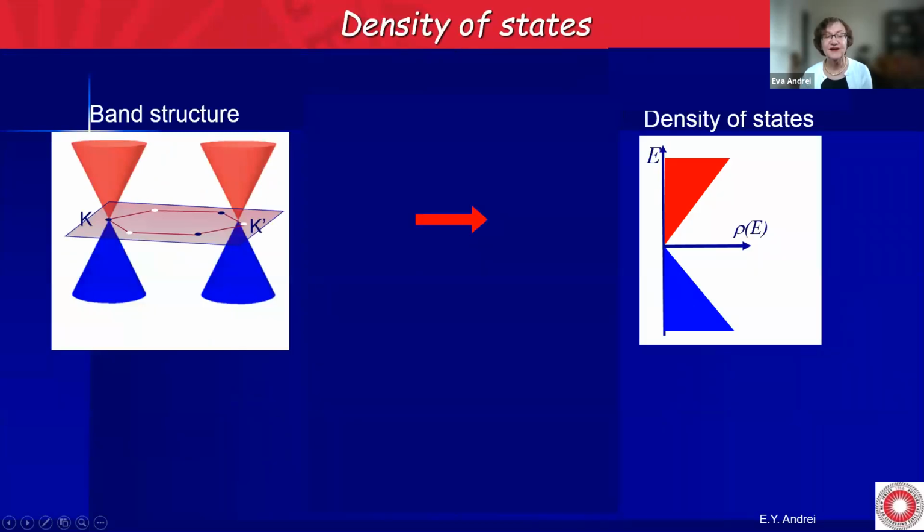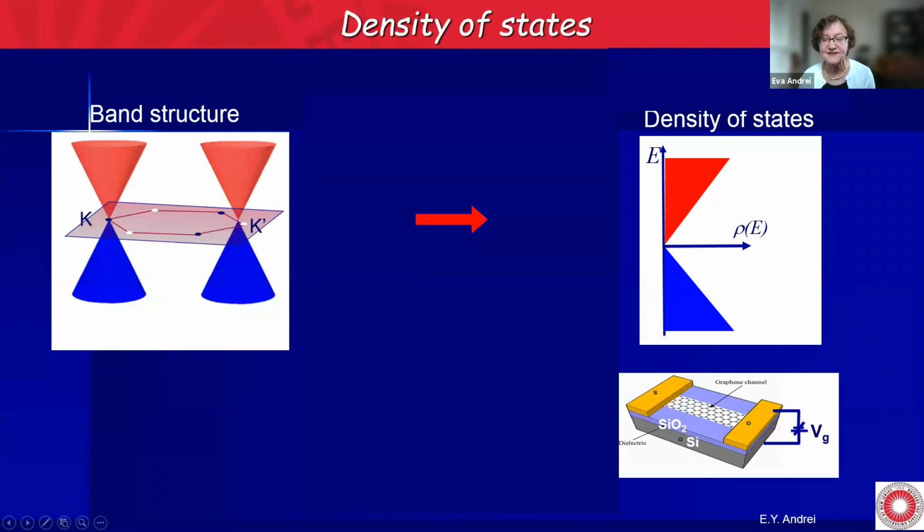Now, the conical band structure gives rise to a linear density of states, which vanishes at the Dirac point. And if you make a device, this is a standard device. Here you have graphene, you have a gate here. Then this is basically a capacitor where the graphene is one of the capacitor plates. You apply voltage between the two plates. You can change the position of your Fermi energy.